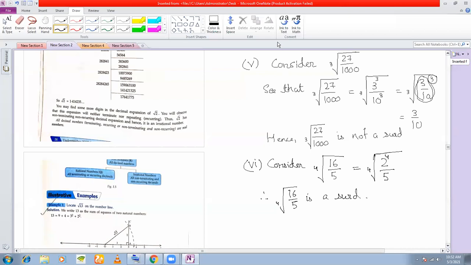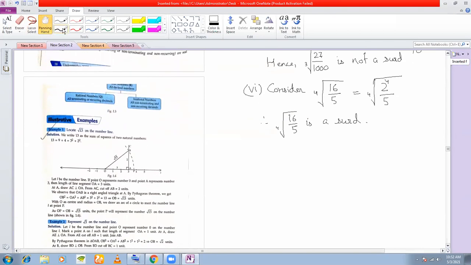Any questions on this? Any questions on surds, or is the concept of surds clear? No questions. Then I move on to the next concept, which is called the order of a surd.